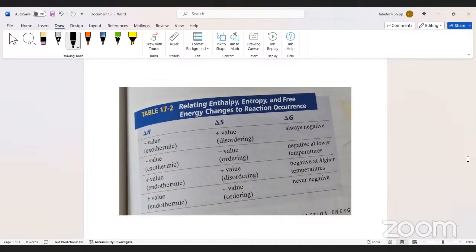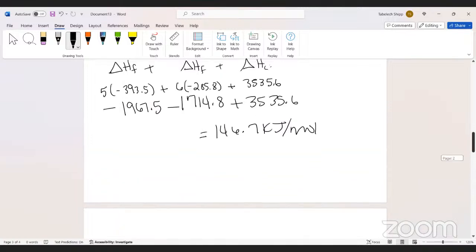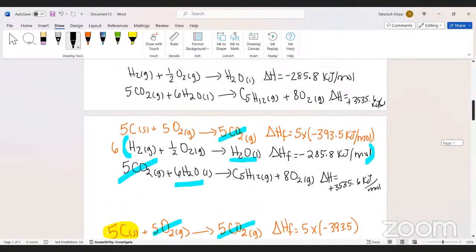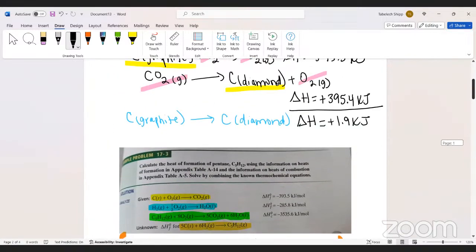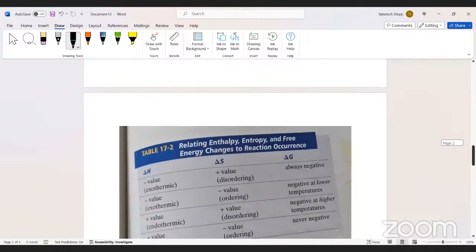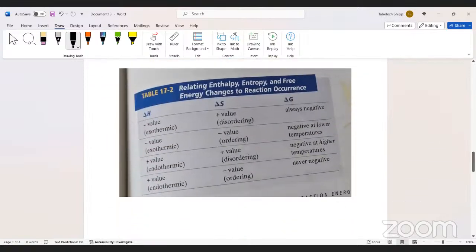If you have a negative delta H, that is an exothermic reaction. That means you are releasing heat. In this case, this was actually positive, so this was endothermic, okay? If your delta H's are negative, they are exothermic. If they are positive, they are endothermic, okay? So be aware of that. Endothermic is positive. That means you are absorbing heat. You're consuming it. You're taking it in. Exothermic means you are releasing.